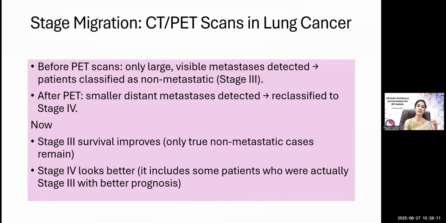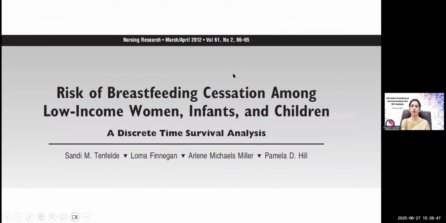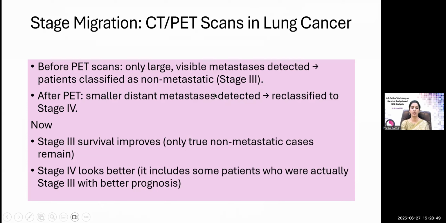This is known as stage migration. For example, right now, how we are diagnosing the metastasis in lung cancer. Previously we used to do it with CT, but now we have the PET scan. Before the PET scan, only the large visible metastasis was detected, and they used to be classified as non-metastatic, which is stage 3. But after the PET scan, even the smaller distant metastasis is now being detected. So now we are reclassifying stage 3 to stage 4. So what happens is that the more severe stage 3 patients have moved to stage 4.